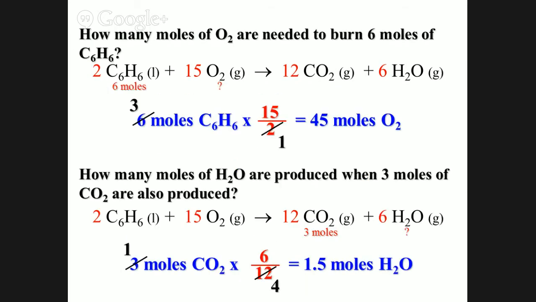So, another example. How many moles of O2 are needed to burn 6 moles of C6H6? Again, put the question mark under the O2, put the 6 moles under the C6H6. That's what I want to find out here. That's what I already know. So my mole ratio is 15 over 2. Put down the 6 moles I already know times 15 over 2. Again, a little bit of canceling. I need 45 moles of O2 to be able to use up 6 moles of the C6H6.